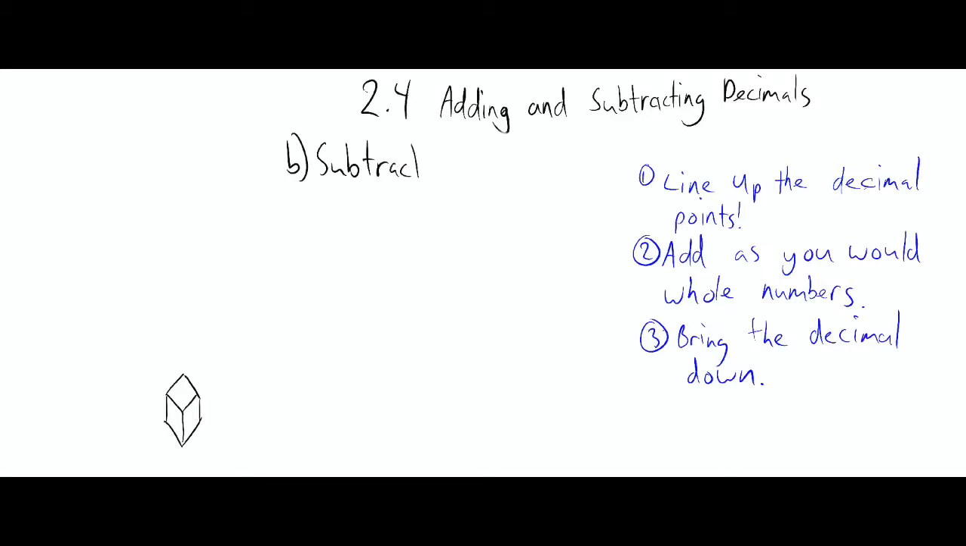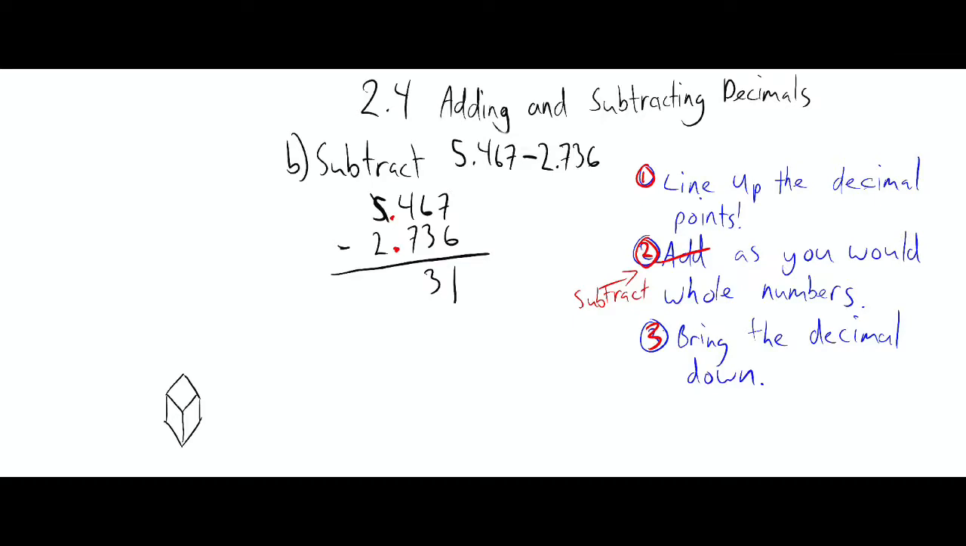Now when we subtract decimals, it's similar, but instead of adding like normal, you subtract. So it's the same rules. You line up the decimals, and then you just subtract like normal. So 5.467 minus 2.736. Line it up, subtract like normal, and we get 2.731.